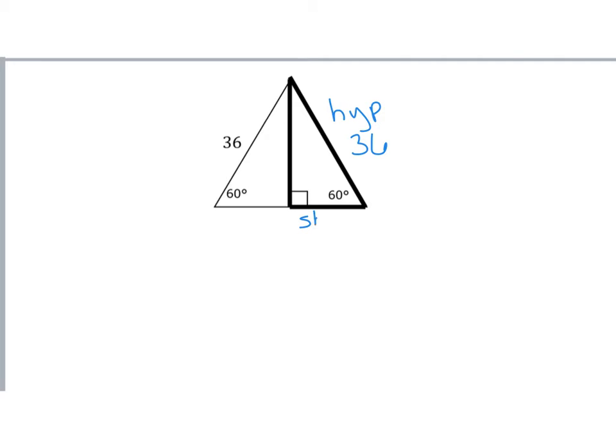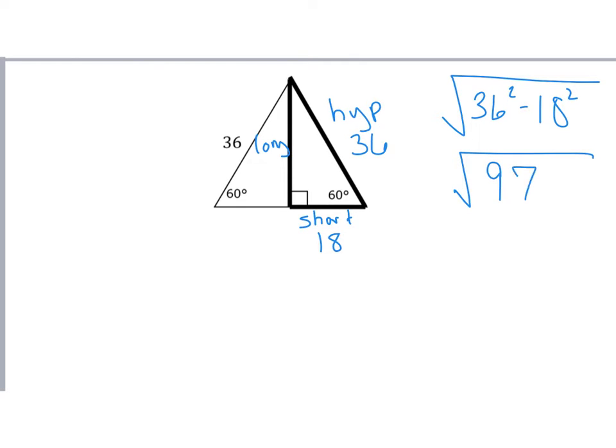What's my short leg? So then I need to use the Pythagorean theorem to find my long leg. Add or subtract? Subtract. 36 squared minus 18 squared. 972? All right, I need a big number that goes in there from my square root list, or my perfect square list. 81 times 12. 81 times what? 12.